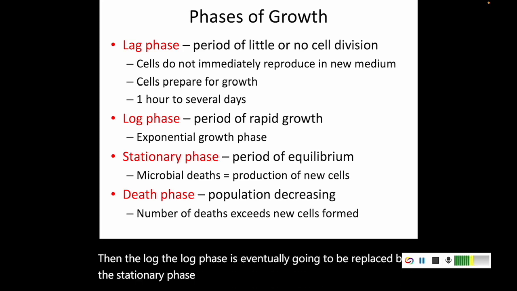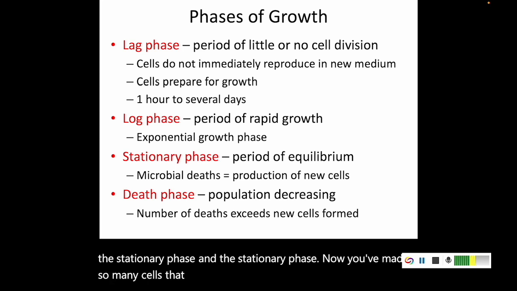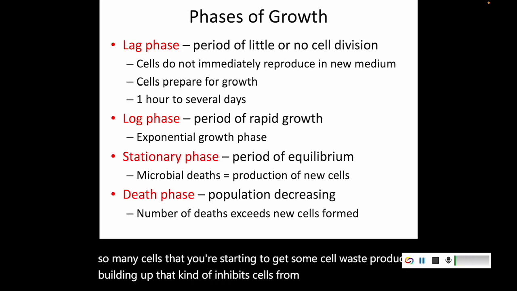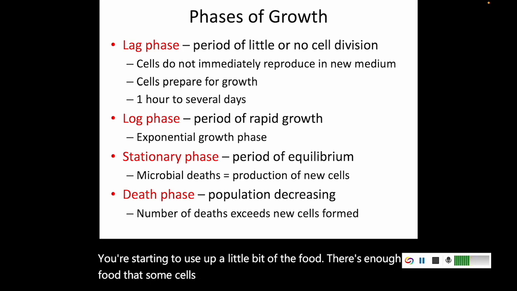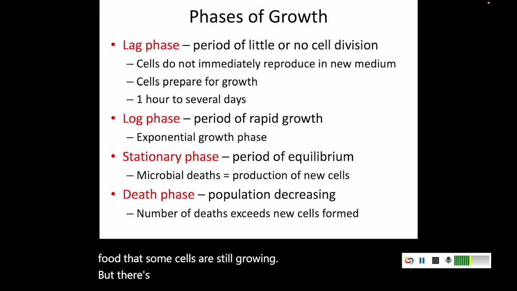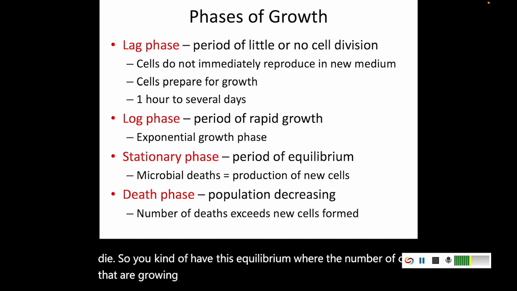In the stationary phase, now you've made so many cells that you're starting to get some cell waste products building up that kind of inhibits cells from growing. You're starting to use up a little bit of the food. There's enough food that some cells are still growing, but there's enough waste products that some cells are starting to die. So you kind of have this equilibrium where the number of cells that are growing is going to balance the number of cells that are being killed.